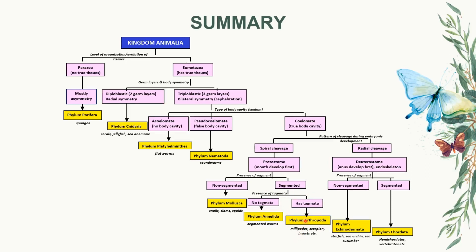Now we're going to look in terms of deuterostome. Deuterostome is when they develop the anus first. So we further divide them in terms of the presence of segments. If there's no segmentation, they are classified under phylum Echinodermata. Examples are starfish, sea urchin, and sea cucumber. And lastly, if they are deuterostomes and segmented, they are immediately classified under the phylum Chordata. Examples are hemichordates and vertebrates, such as humans.